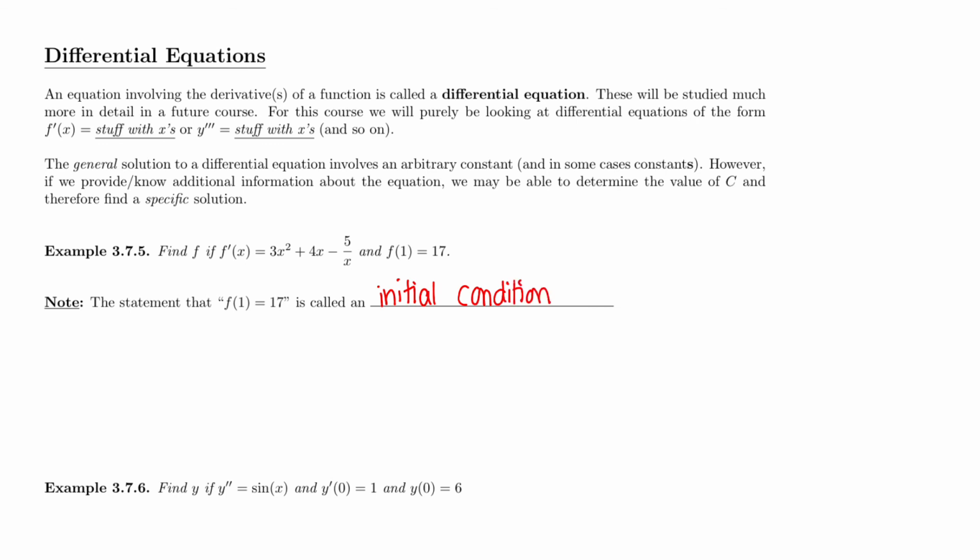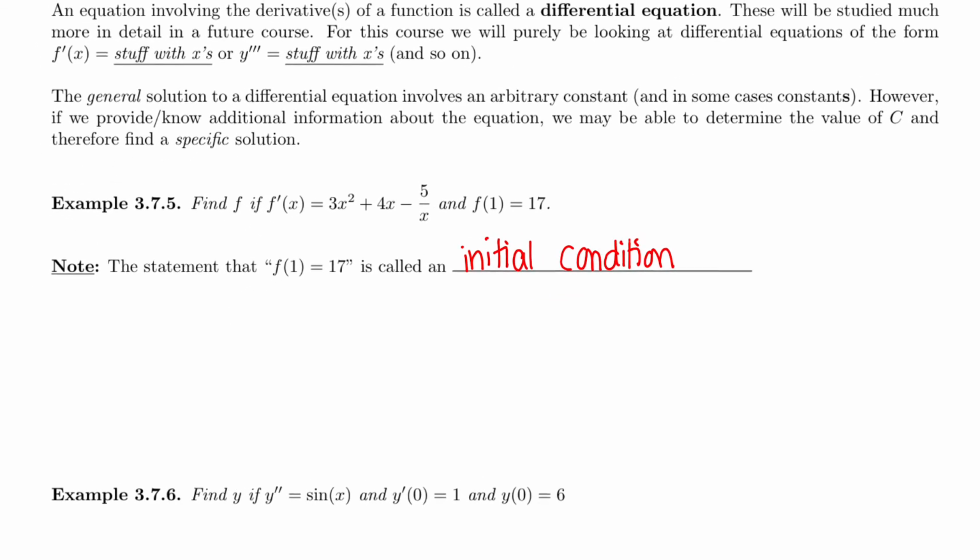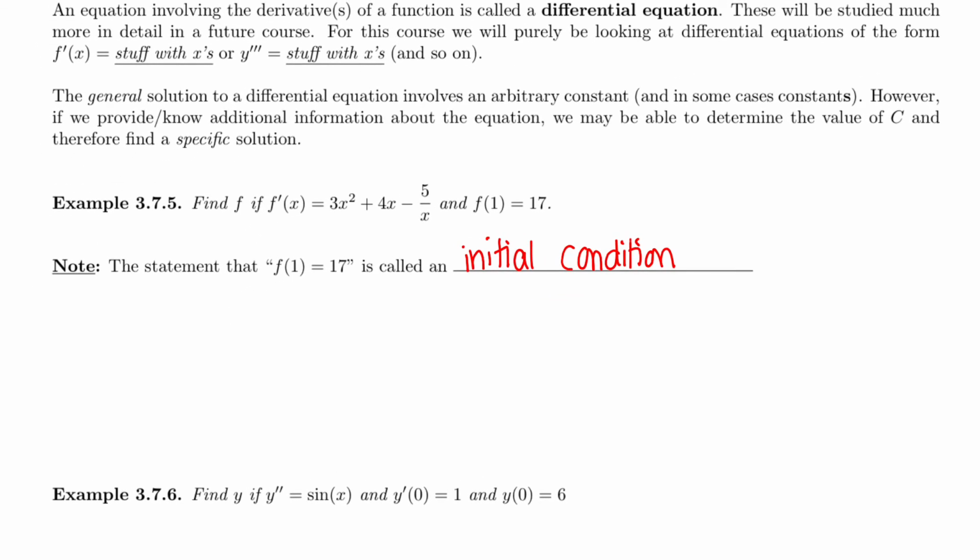So they're giving you information about the initial condition of the original function. Here's how it works. You're just going to take the antiderivative like normal, and then you're going to use the information you have. So if we have a derivative and we want to find the antiderivative, we're just using our rules to find the antiderivative.